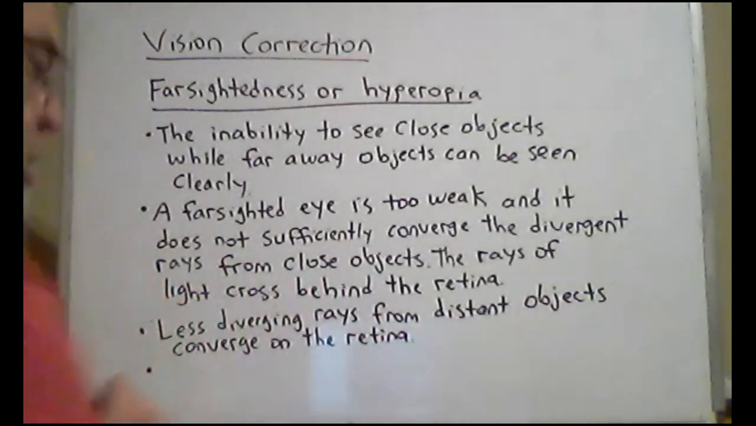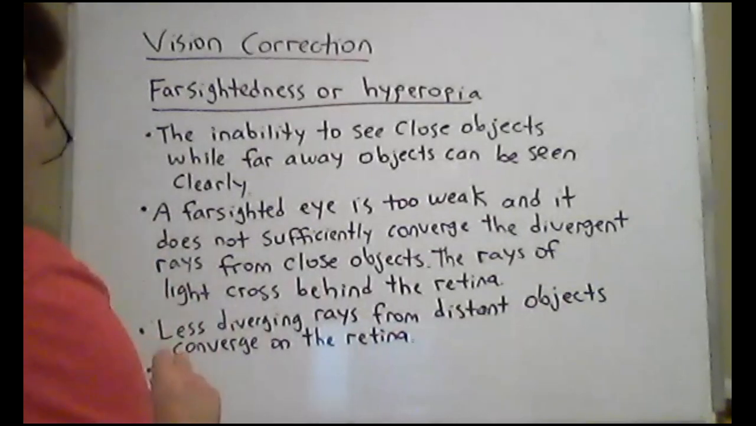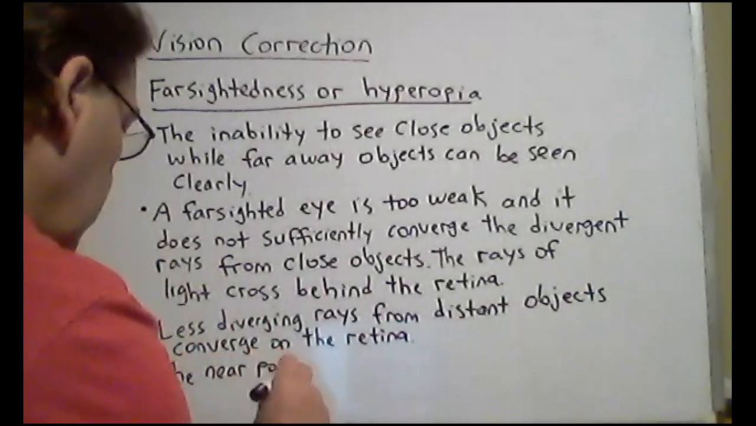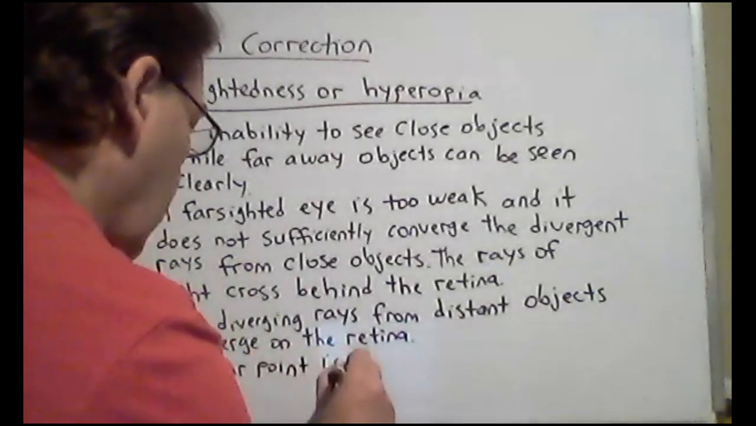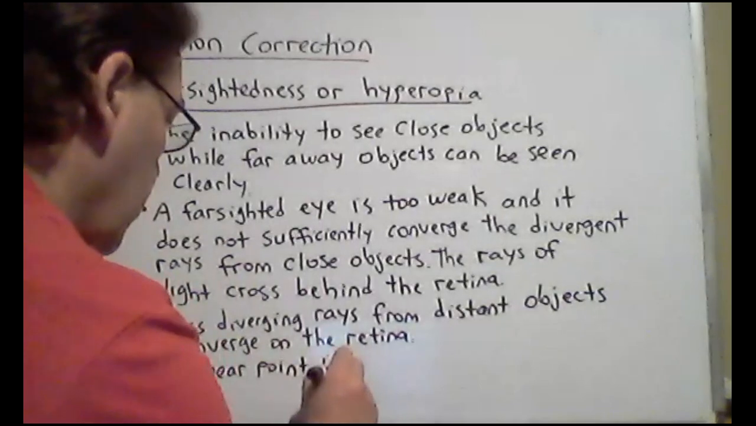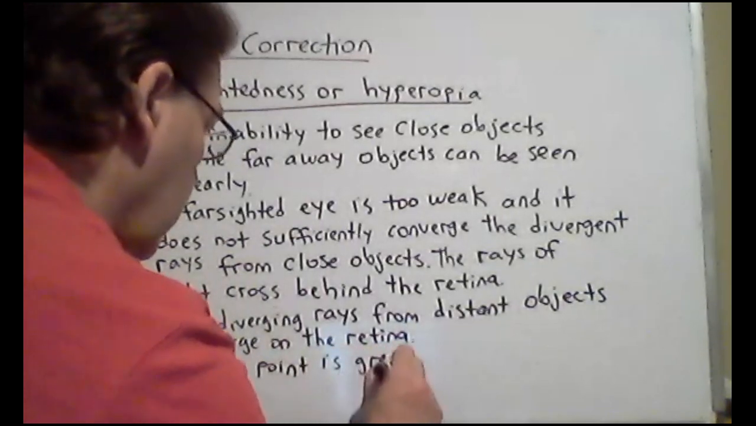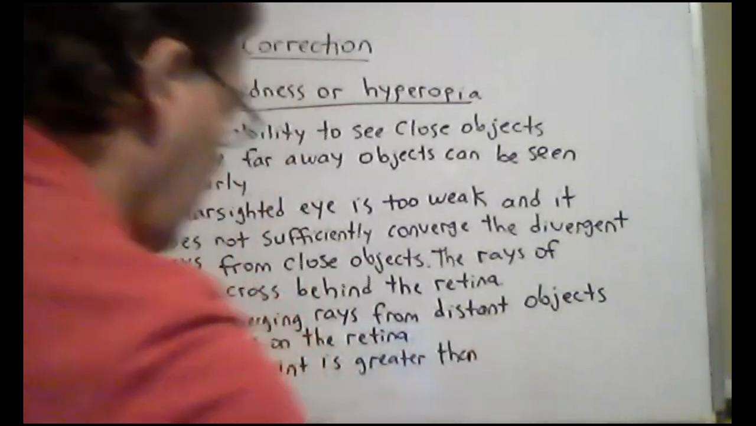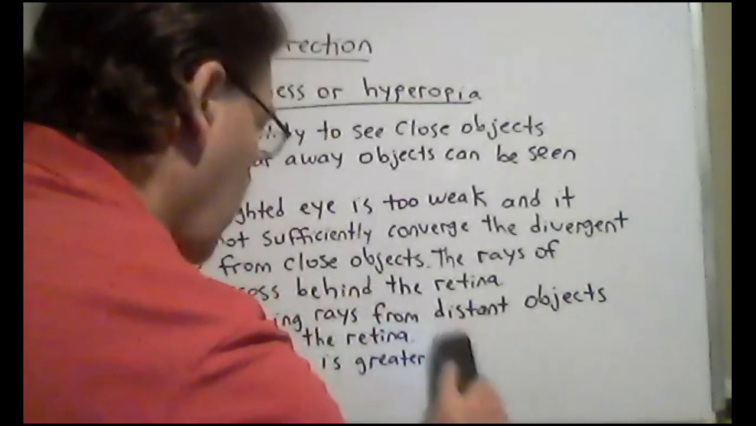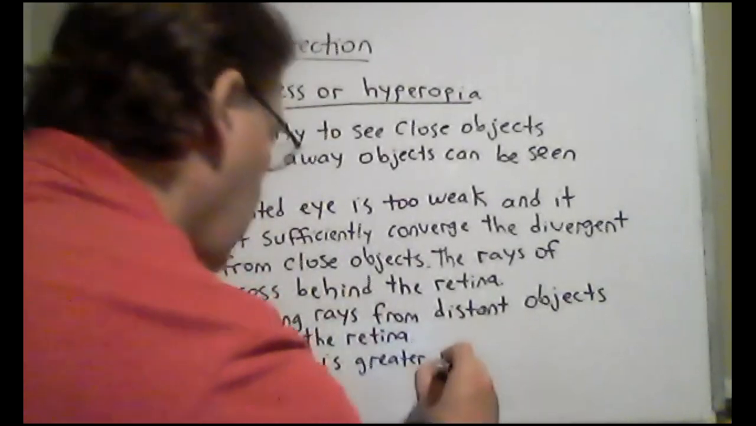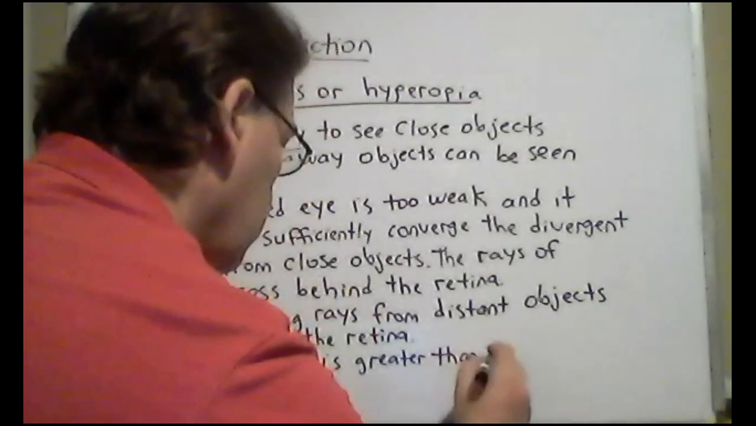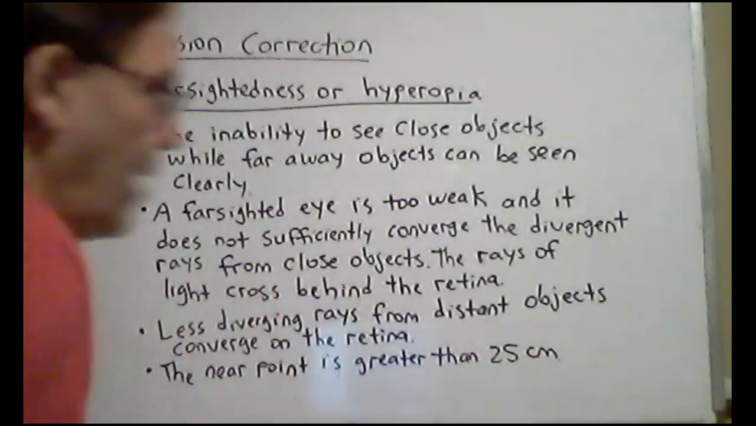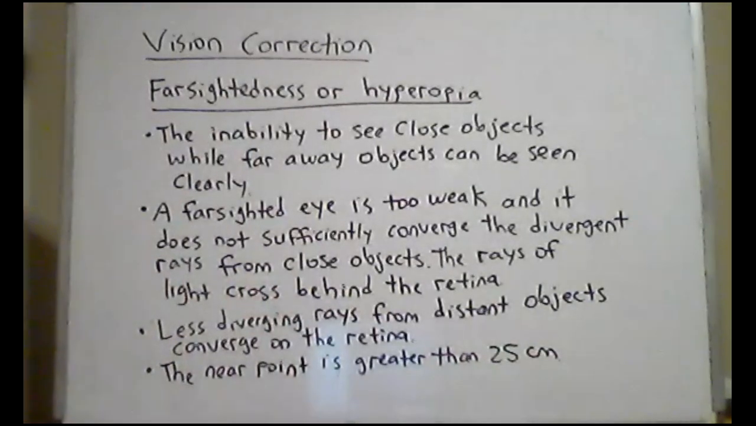And for a far-sighted person, the near point is greater than 25 centimeters. For a far-sighted person. All right, so that's nearsightedness or myopia, farsightedness or hyperopia.